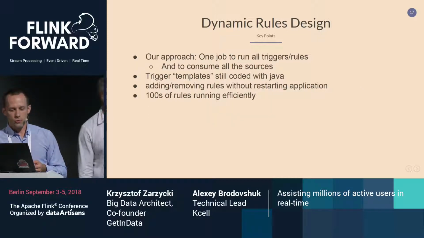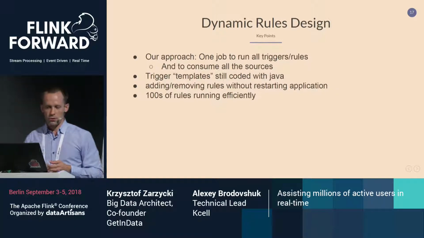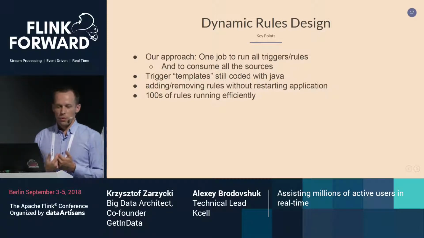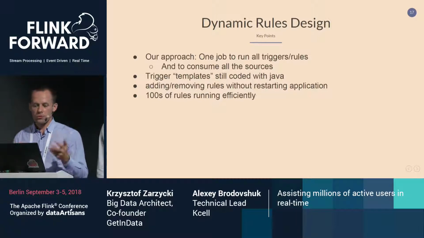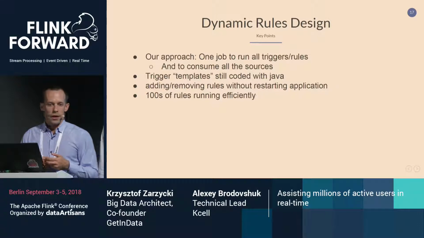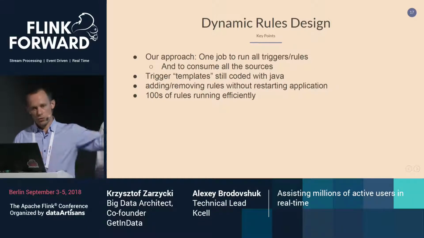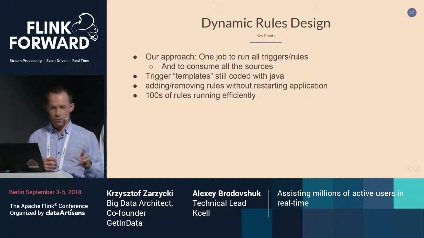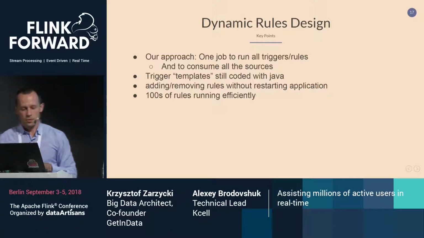So our approach was to actually run one job, one topology, to execute all the triggers, all the rules, and to consume all the sources, right, in this single job. Of course, we prepared trigger implementations, coded still in Java. These are like templates that are waiting to be launched with some configuration. And we can launch those triggers from templates by issuing a command to the system that says, hey, start this template with this configuration. For example, monitor balance, and if it drops below this and that value, then alert us, right?